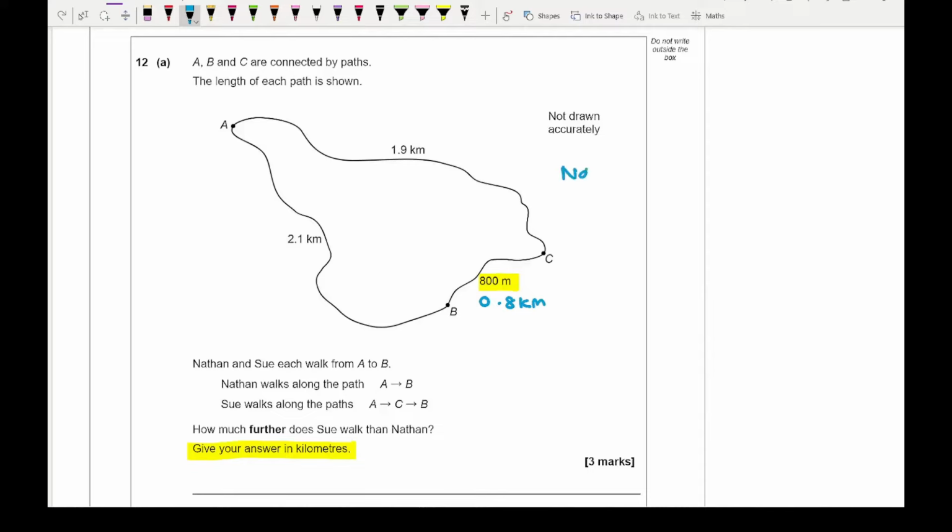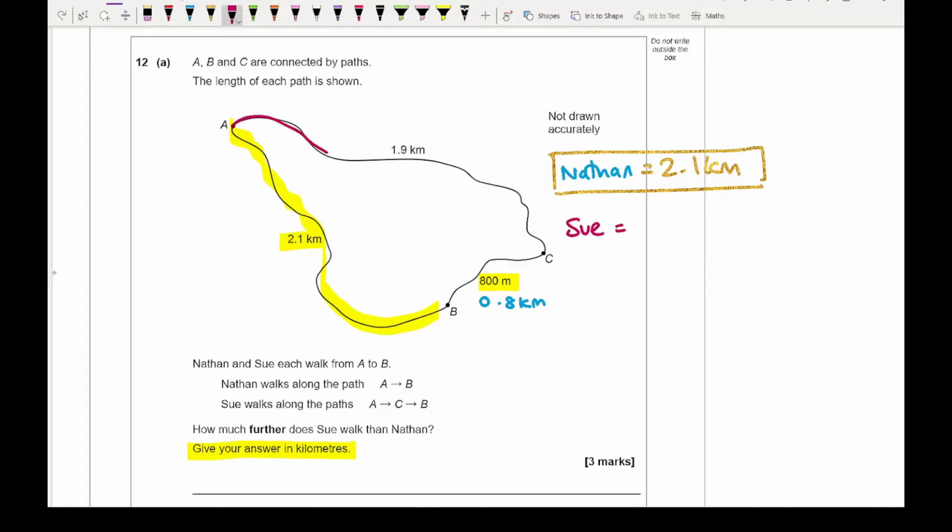So then looking at Nathan, well, Nathan is just going from A to B. So that is just going to be going along this path here, which is a total of 2.1 kilometres. Then to work out Sue, well, she's going to go from A to C. So that's going to be going along from here, which is 1.9 kilometres. And then she's going to go from C to B, which is 0.8 kilometres. So if I add those two numbers up, I get an answer of 2.7 kilometres.